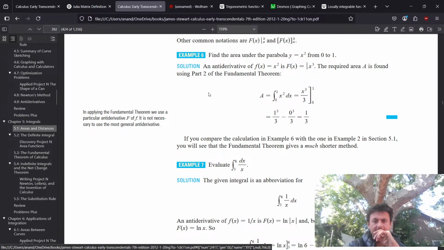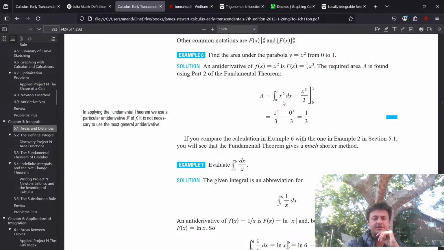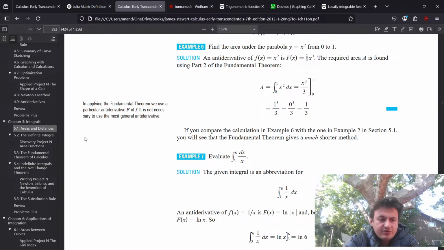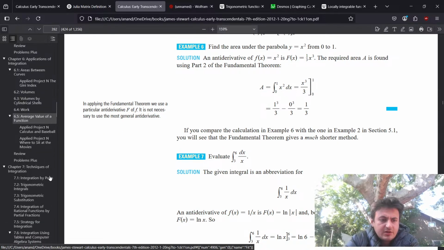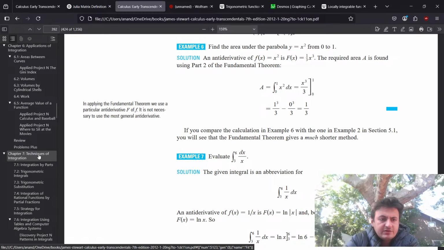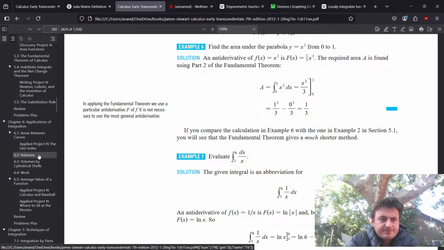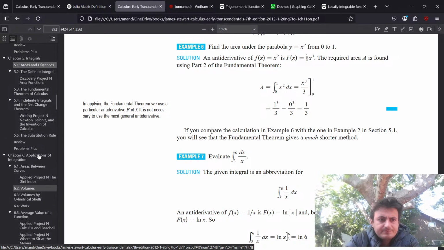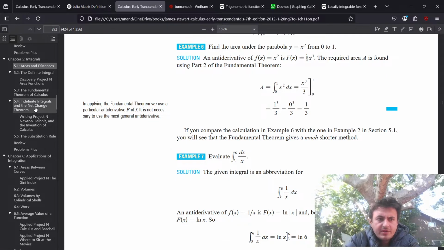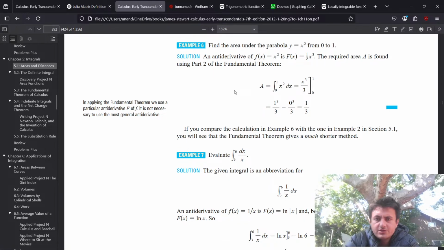Okay, so in this section they give you the fundamental theorem and then they start to show you examples of antiderivatives, but they don't actually give you techniques of finding integrals until chapter 7, I guess. Or maybe they probably do it in 5.4 as well.